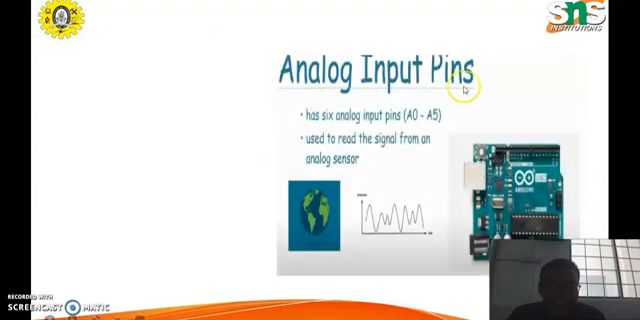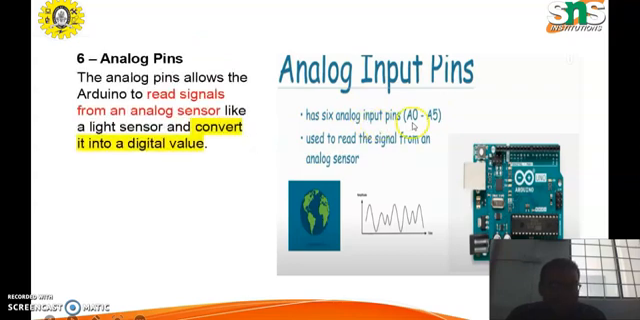Next one is the analog input pins. Arduino UNO has 6 analog input pins. It ranges from A0 to A5. This is the analog input pins which range from A0 to A5. It is used to read the signal from an analog sensor. Analog pins allow the Arduino to read the signals from an analog sensor like a light sensor and convert the sensor signal into a digital value.